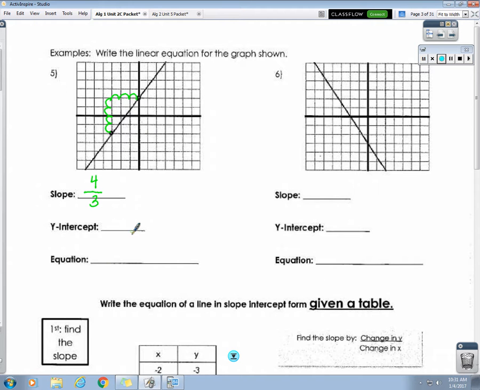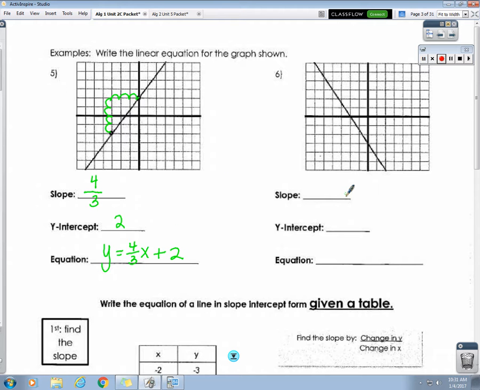What was the y-intercept? 2, because it crosses the y-axis at +2. So now that we have the slope and the y-intercept, what does the equation look like? y equals 4 over 3x plus 2. Right. Pay attention in the front.